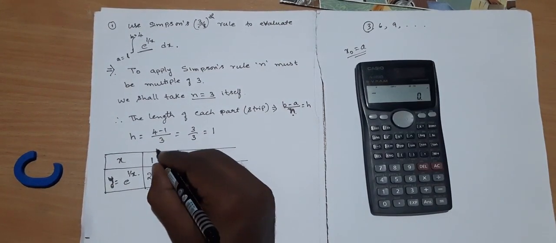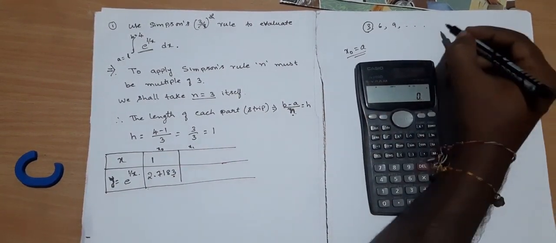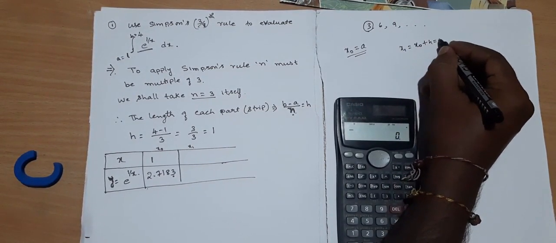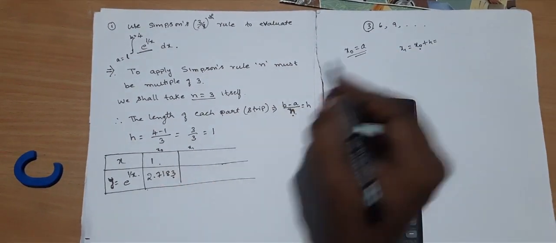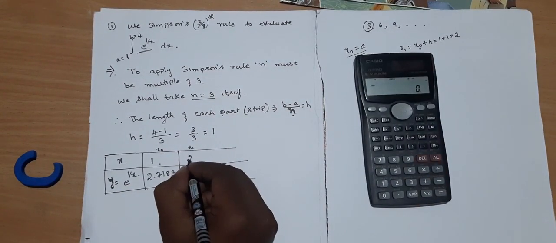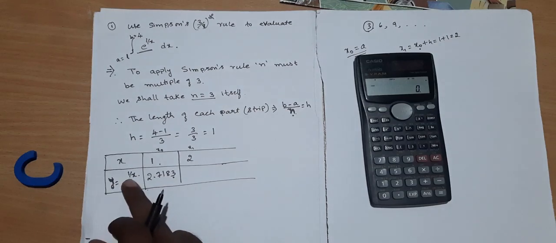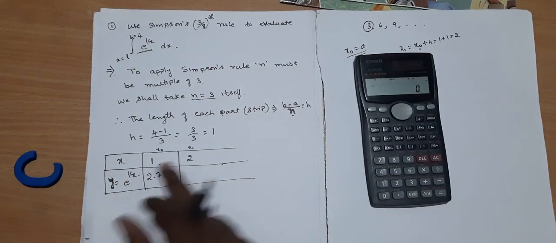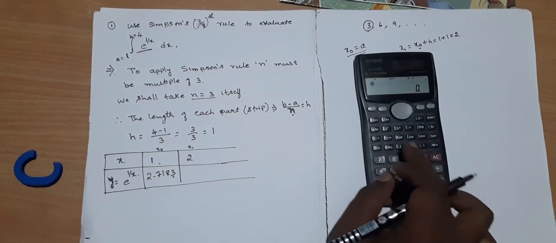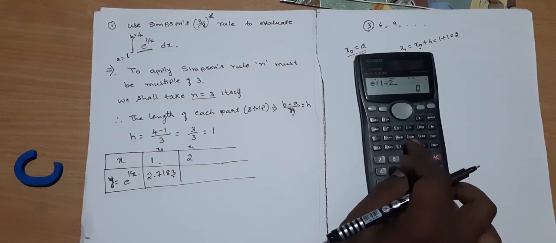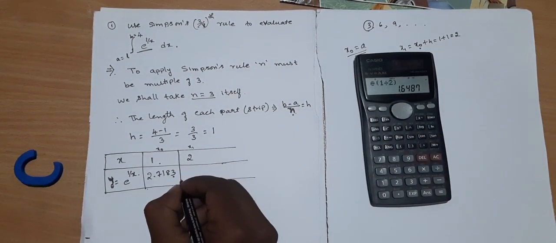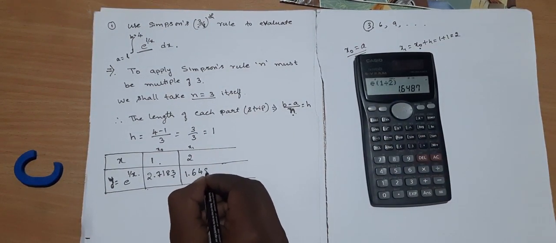This is x0 and here x1. So x1 equals x0 plus h. x0 value is 1, plus h value is 1, so we will get 2. So you have to put x equal to 2 here. Shift e to the power of 1 divided by 2; directly you can write 0.5 also, no problem. The value is 1.6487.